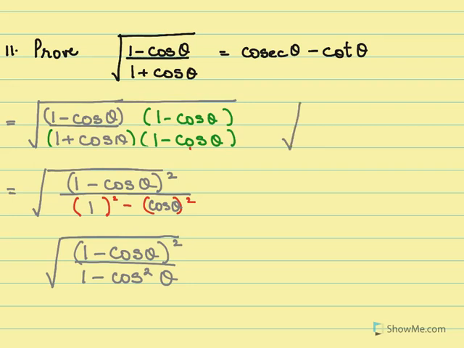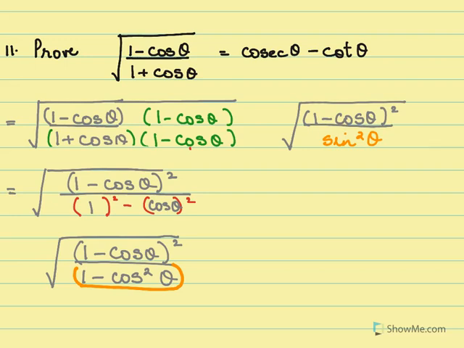Now again, I put the square root, I copy the numerator. Now for the denominator, by now you would have guessed I got 1 minus cos square theta. And what is 1 minus cos square theta? It is sine square theta.